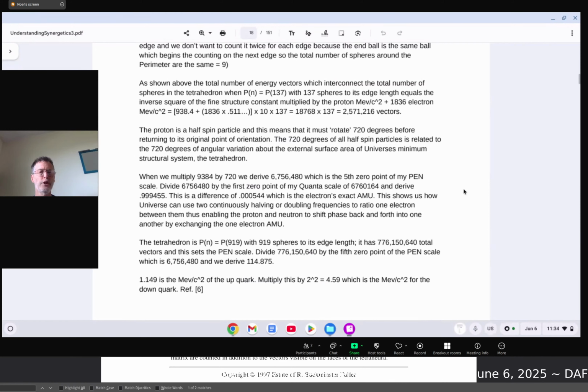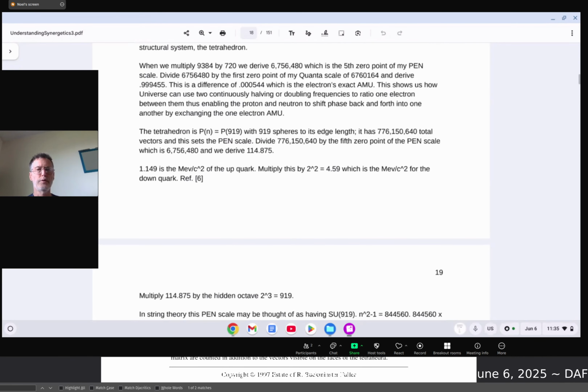This shows us how the universe can use two continuously halving or doubling frequencies to ratio one electron between them, thus enabling protons and neutrons to shift back and forth into one another by exchanging the one electron's AMU. And this accounts for what's called the weak force interactions. This is how and why the different proton and neutron are exchanging the electron in order to transform themselves.